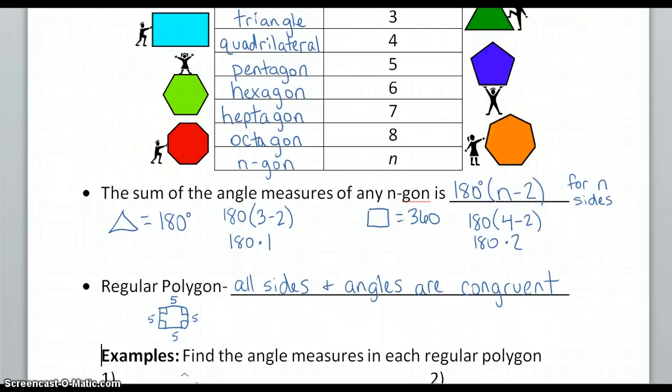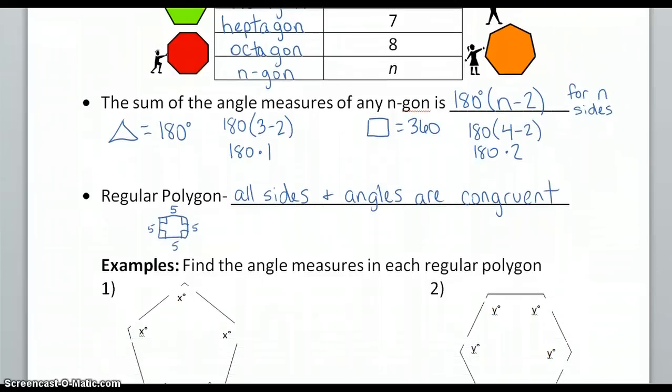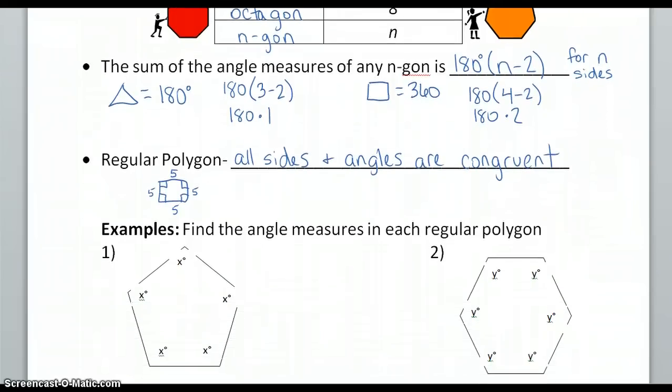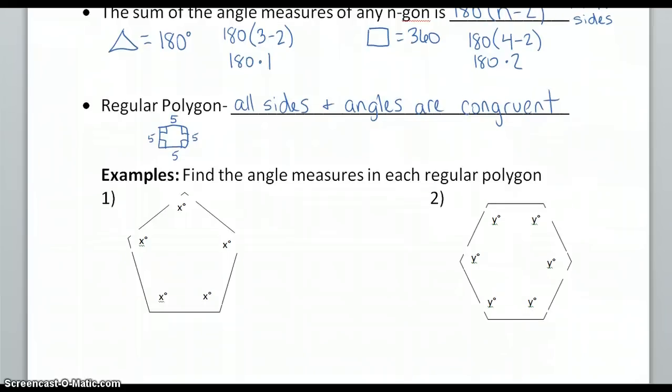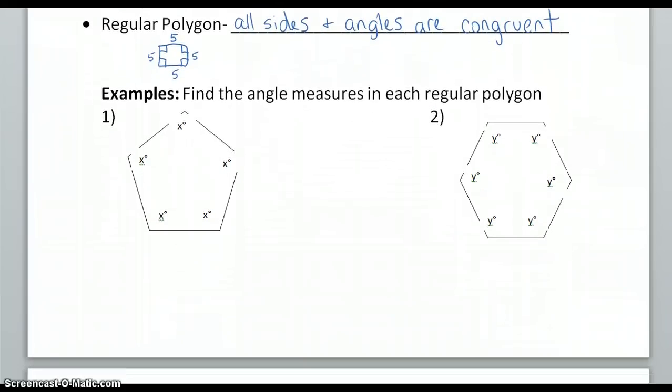All right, let's go use this formula a little bit down here. So find the angle measure in each regular polygon. So if you look at these, you know they're regular. Since it tells you they're regular, that means that each of these sides has the same length, even though we don't know what that is. Each angle has the same measure. They are all labeled as x. So how many sides does this figure have? It has 5 sides.